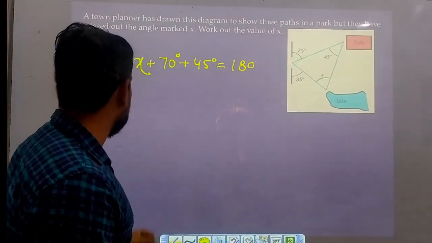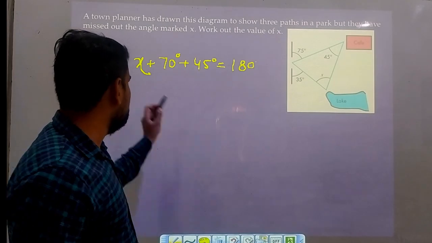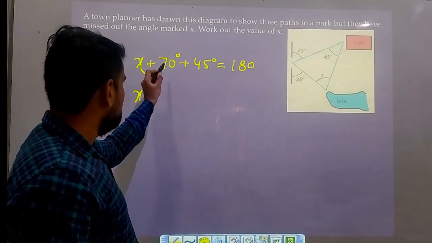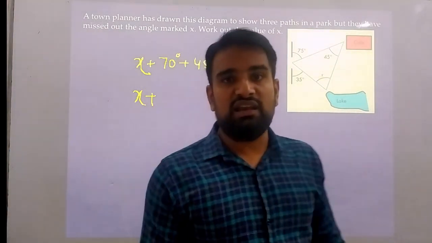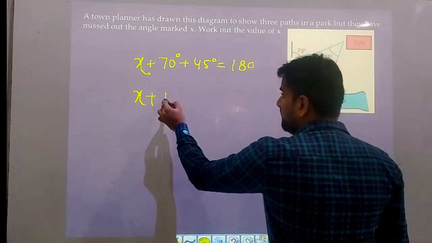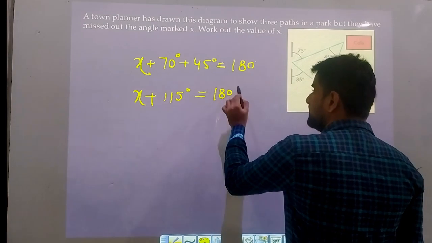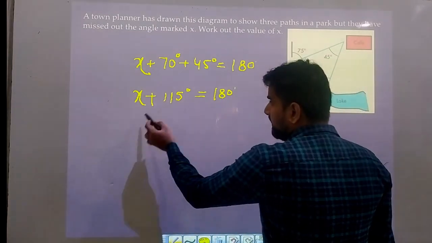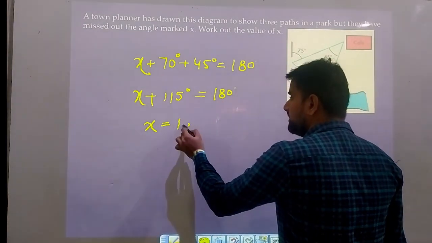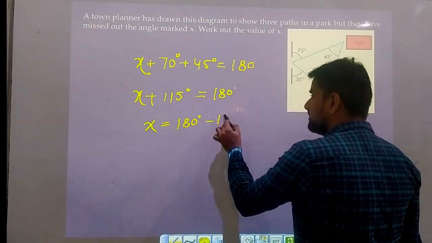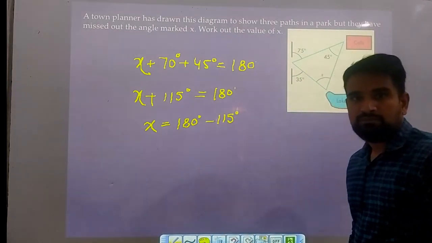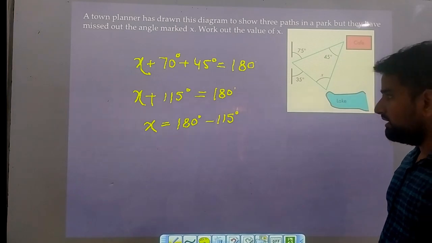I hope you understand it clearly. So x plus 70 plus 45, it's 115 degrees, right? So 115 degrees is equal to 180 degrees, alright? So here I can say that x is equal to 180 degrees minus 115 degrees. I hope you guys understand it very clearly.